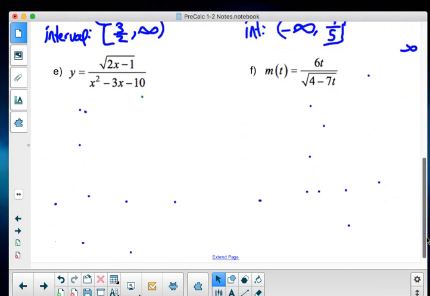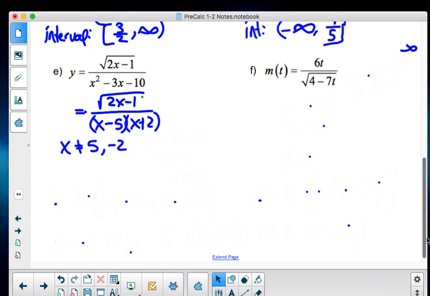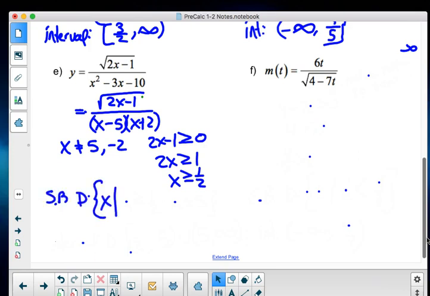My last two, I've got some interesting restrictions when I have a square root on top and things in the bottom. So first I'm going to factor anything out. The square root on top of x minus 5 and x plus 2. Because of the x minus 5 and x plus 2, I can't have x be 5 and I can't have x equal to negative 2. But because of the square root, that's another part of my restriction. The square root of 2x minus 1 has to be positive, so 2x minus 1 is greater than or equal to 0. So 2x is greater than or equal to 1, and x is greater than or equal to 1/2. So now my set builder has to reflect that: x is greater than or equal to 1/2.